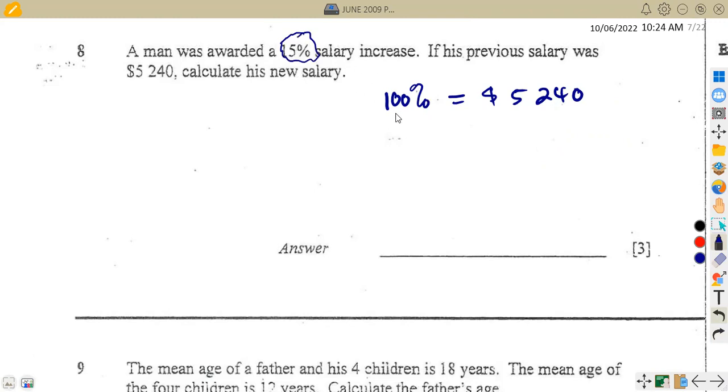Now there is an increase in salary of 15%. What do we do? We just add to this 100. So it's 100% plus 15, which is going to be 115. Okay, so we've got 115%, equivalent to what? We do not know. So the rest is for you guys to calculate.